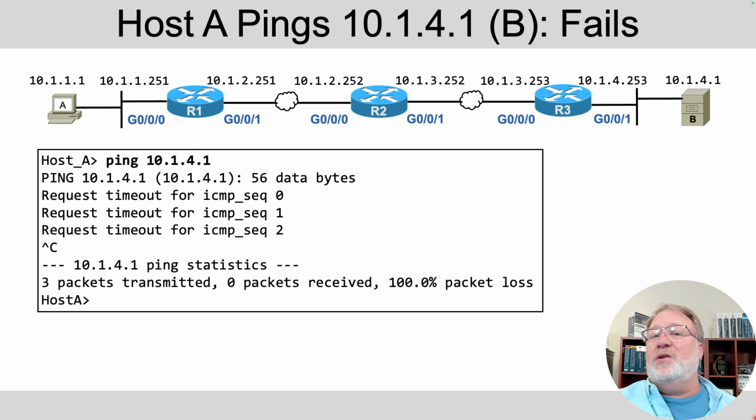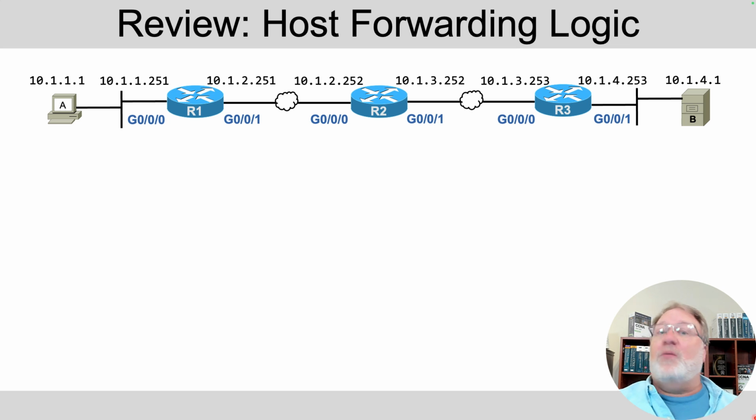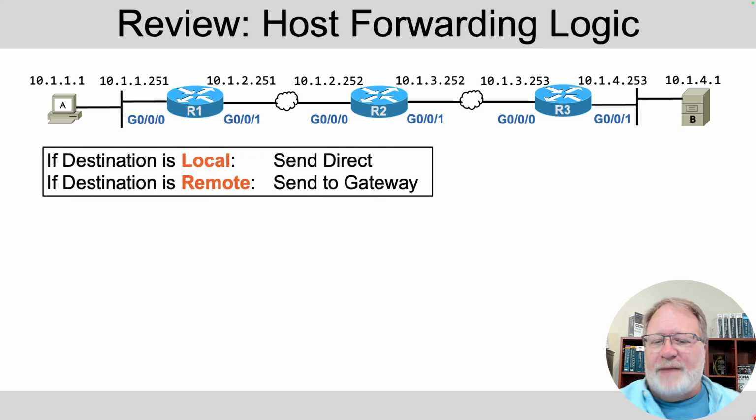So let's say you go to host A and you ping host B's IP address and it fails like we see in the output here. So you start thinking about routes, and you think about routes on host A. What does host forwarding logic look like? Well, let's review that. Every host thinks like this. If the destination is local, that is, in my subnet, send the packet directly to that host. But if the destination is on some other subnet, that is, it's remote from my subnet, send the packet to your default gateway. And clearly, host B is in a different subnet in this case.